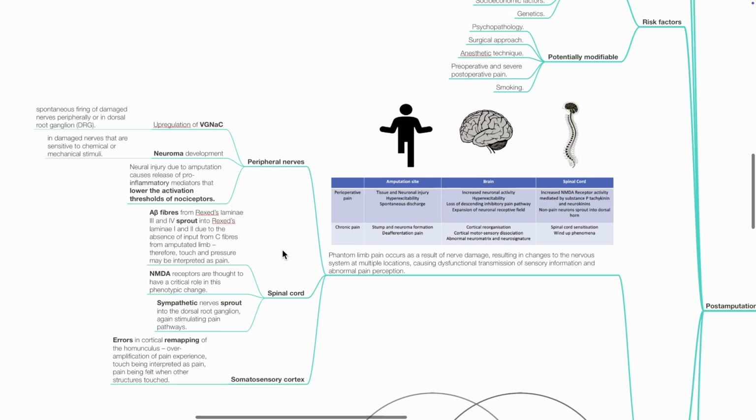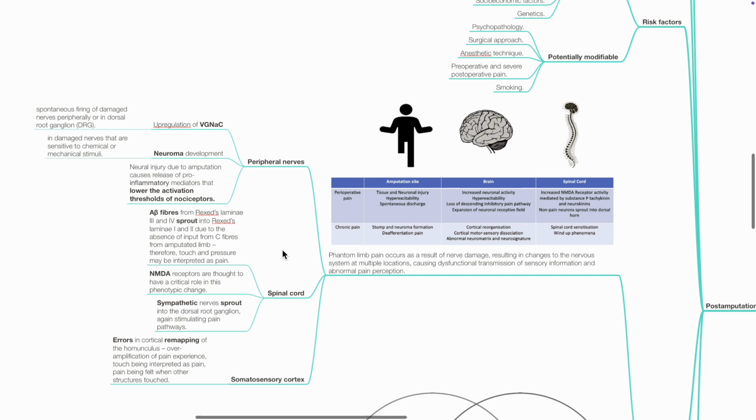Mechanisms: phantom limb pain occurs as a result of nerve damage, resulting in changes to the nervous system at multiple locations, causing dysfunctional transmission of sensory information and abnormal pain perception. At the peripheral nerves, upregulation of voltage-gated sodium channels leads to spontaneous firing of damaged nerves, peripherally or in the dorsal root ganglia, and neuroma development in damaged nerves that are sensitive to chemical and mechanical stimuli. Neural injury due to amputation causes release of pro-inflammatory mediators that lowers the threshold of activation of nociceptors.